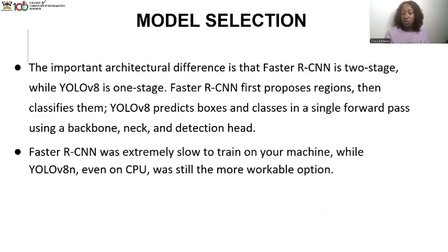Faster RCNN was extremely slow to train on my machine, basically because I was running it on a CPU. Maybe if someone used a GPU via Kaggle or Google Colab, it would have trained for fewer hours, though that doesn't remove the fact that it trained much slower than YOLO V8. YOLO V8 was so fast during training, and this made it a more workable option.